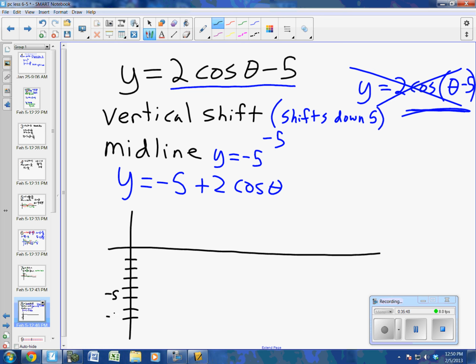Here's -5. Here's -7. Here's -3. This is a cosine function, and so the midline is going to be at -5. So here's the midline right here. Everybody got that? That's the point that the graph oscillates around. We'll call it the equilibrium point. And then notice, you guys, what does the 2 do to it? It's amplitude. So this function is going to go down to -7, and back up like this.